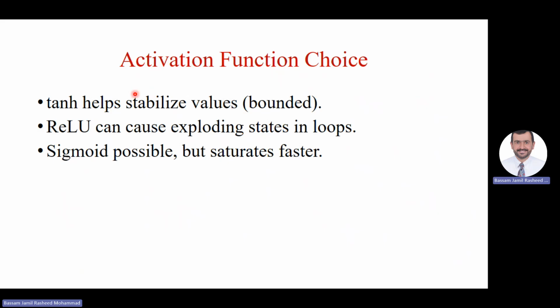What's the choice of activation function? We have seen tanh. Tanh, from experience, helps stabilize the values because it bounds them between -1 and 1. ReLU leads to exploding states because of the loops, and sigmoid saturates faster. So people have seen tanh performs very well with RNN.